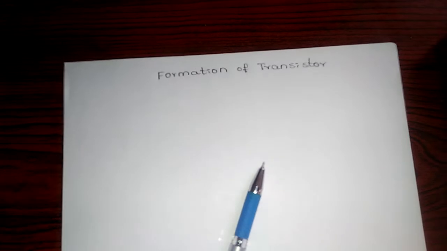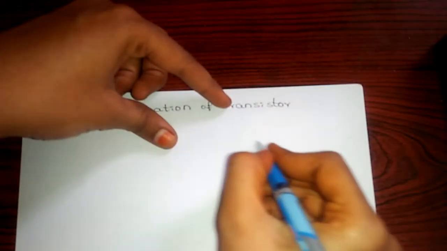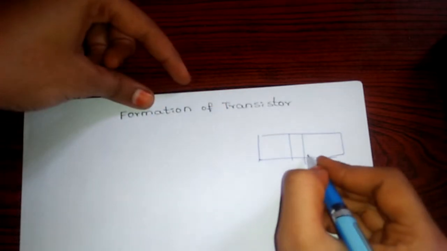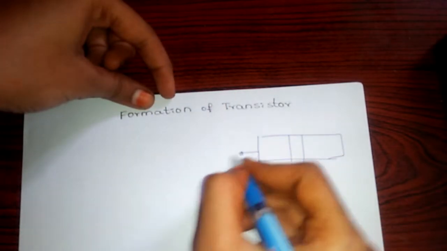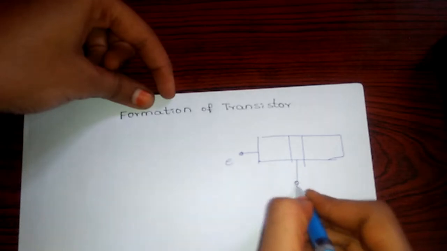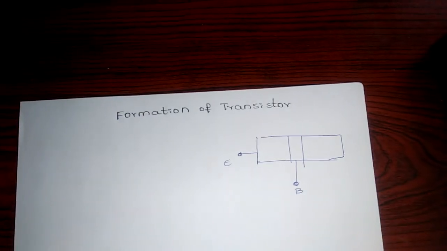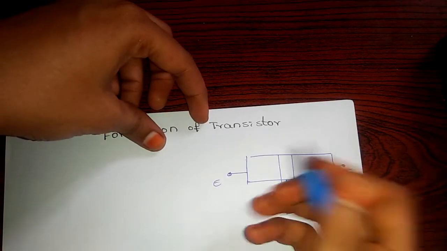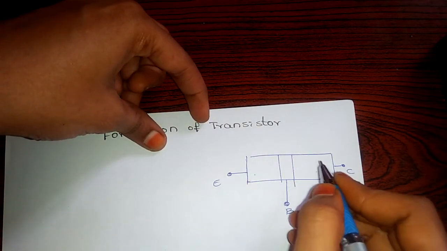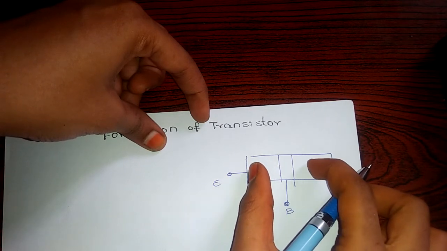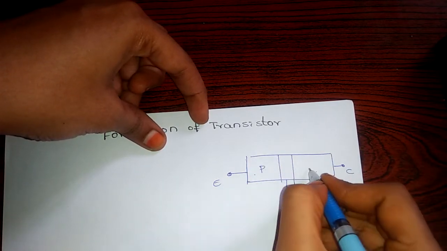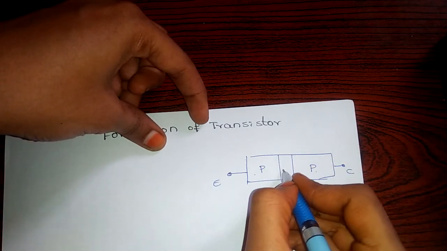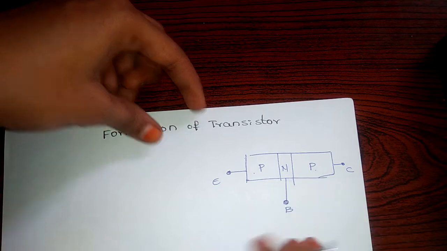If you see here, it has three regions: emitter, base and collector, where emitter and collector are of the same semiconductor material. Let's say P, and the middle one is of another type, for example N.